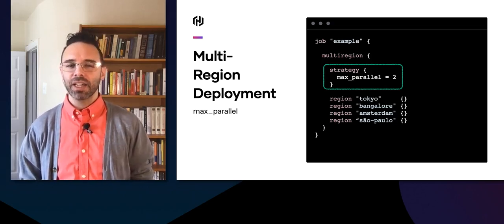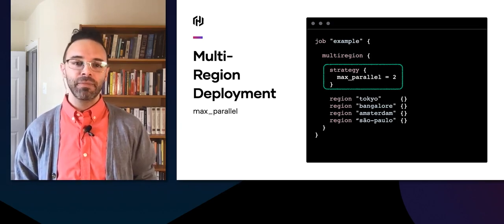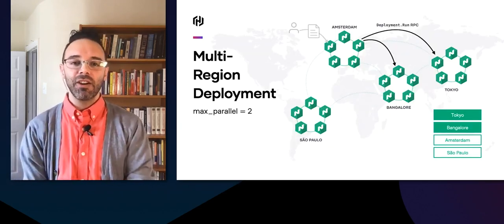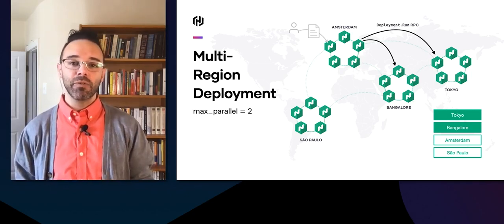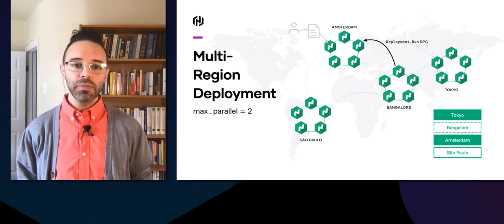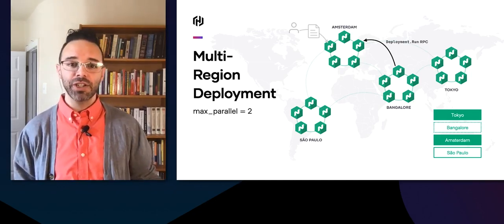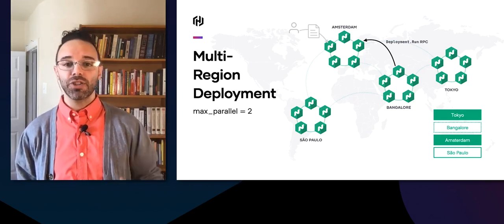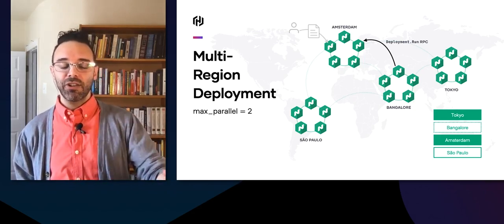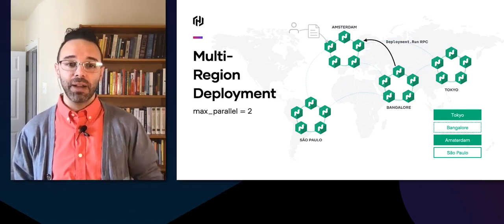Right about now, you might be thinking, but how does that algorithm work if your max parallel isn't one? Okay, so now instead of kicking off one region, we're going to kick off two at a time. So we will kick off by sending the deployment run to Tokyo and Bangalore. Whichever region finishes first is going to check the status of all the other regions. And it's going to know that it can send RPCs to at most one more region. So here Bangalore finished first, it sees Tokyo is still running. That means it can hand off to Amsterdam.